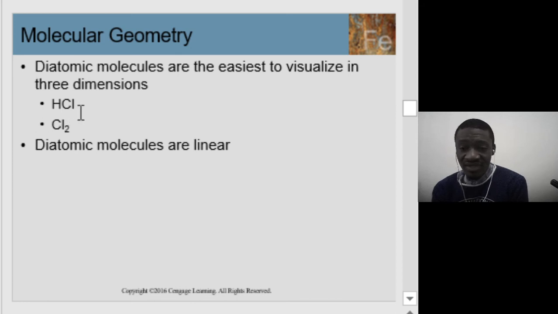So you have hydrogen chloride and chlorine gas, sorry. So the diatomic molecules are linear. So diatomic molecules are just straight. They involve 2 atoms straight. So it's very easy to picture what they look like because it's just 2 of them. Just draw one line between the 2 of them and that's it.